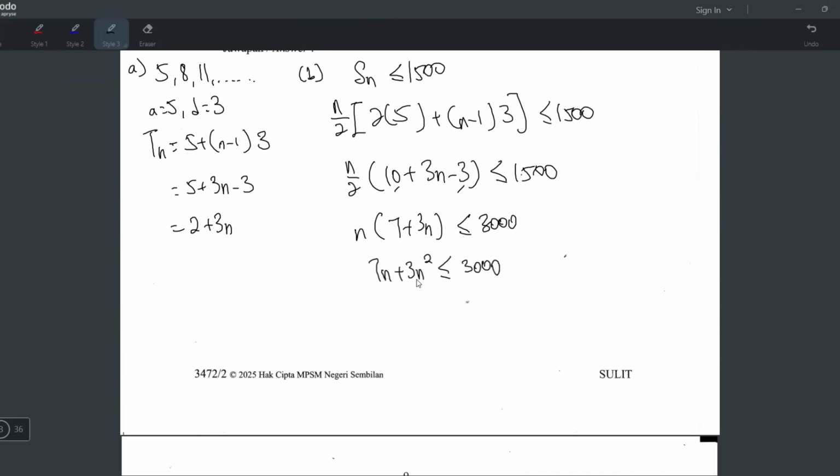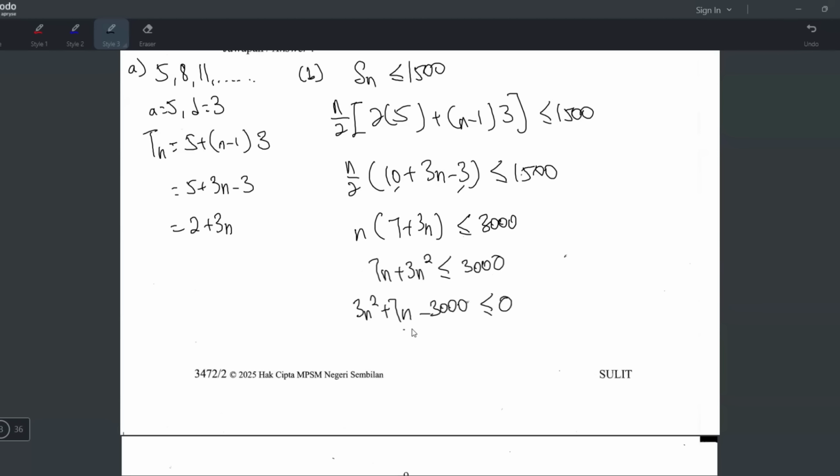Oh, it becomes a quadratic, right? And it's a quadratic inequality sebab smaller kan. So bila buat quadratic inequality, kita boleh guna graph sketching method. So later you have to sketch the graph lah. But we have to find out the n value first. So first thing is everything on one side equals 0 and then dapatkan nilai n dulu. So 3n square plus 7n. The 3,000 move here jadi minus 3,000 smaller equals 0.